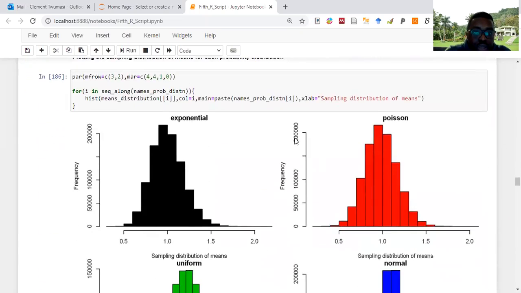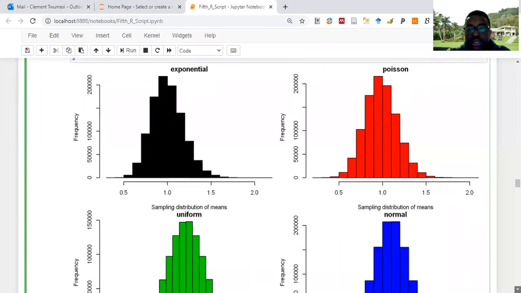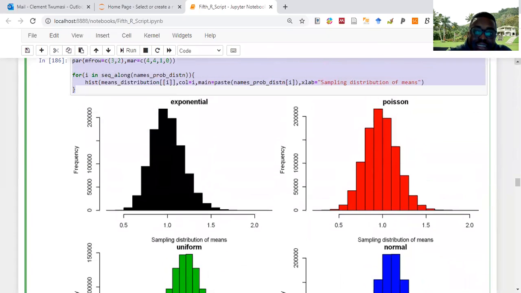Fine. So now this is the sampling distribution of the means for the exponential. Okay, so here I told you that that's the essence of the list I was creating. At the moment, I'm just using a single for loop to get all the sampling distributions of the means for each. Now let's look at something, and let's see whether the central limit theorem is making sense here.